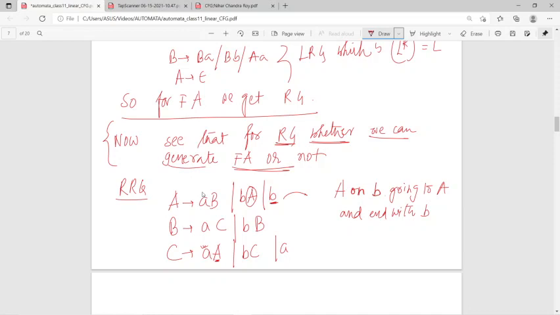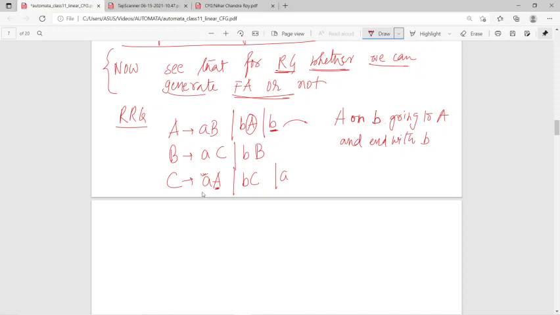So now what we can say about that is, if we write this, that means A on B, that is going to A, and that will be ending with B. So if we give B, that will be A, and that will be ending with B. And as well as if we consider B, if we place A, that will go to another state, say that is B.